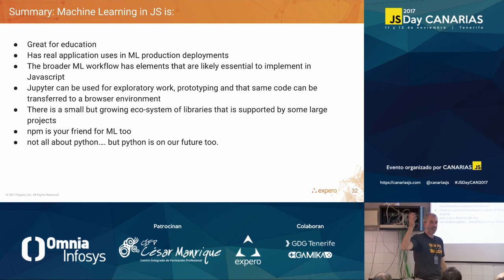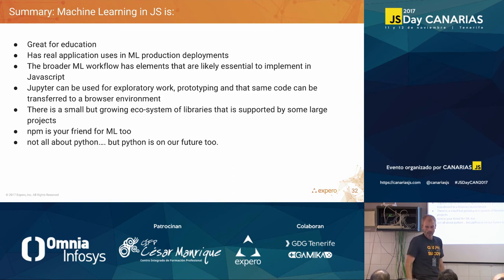So it's definitely great for education in JS. You don't have to learn Python before you can get into machine learning tools. But there are real applications and ML deployments for some of the analysis from the learning. Beyond that, in that broader workflow, JavaScript's going to be a big part of it, even if we're not doing the training. Jupyter's great, but it's exploratory work. The ecosystem's growing, and there's lots of stuff on NPM, and it's not all about Python. But I think if you're going to get into machine learning via JavaScript, then Python's in your future at some point. But it doesn't have to be for everything.